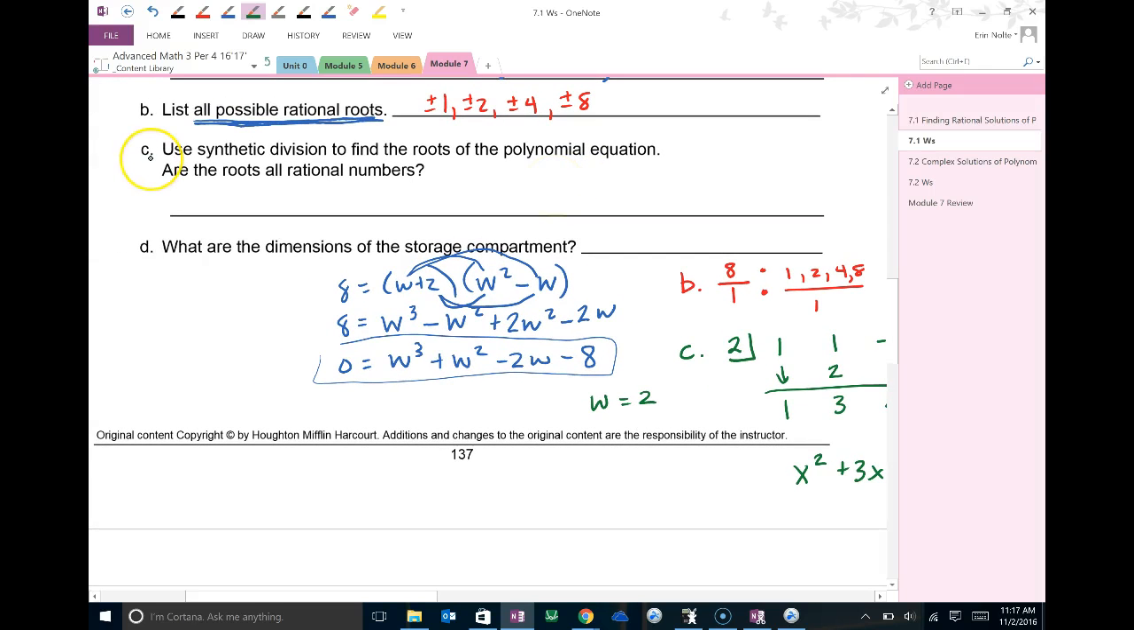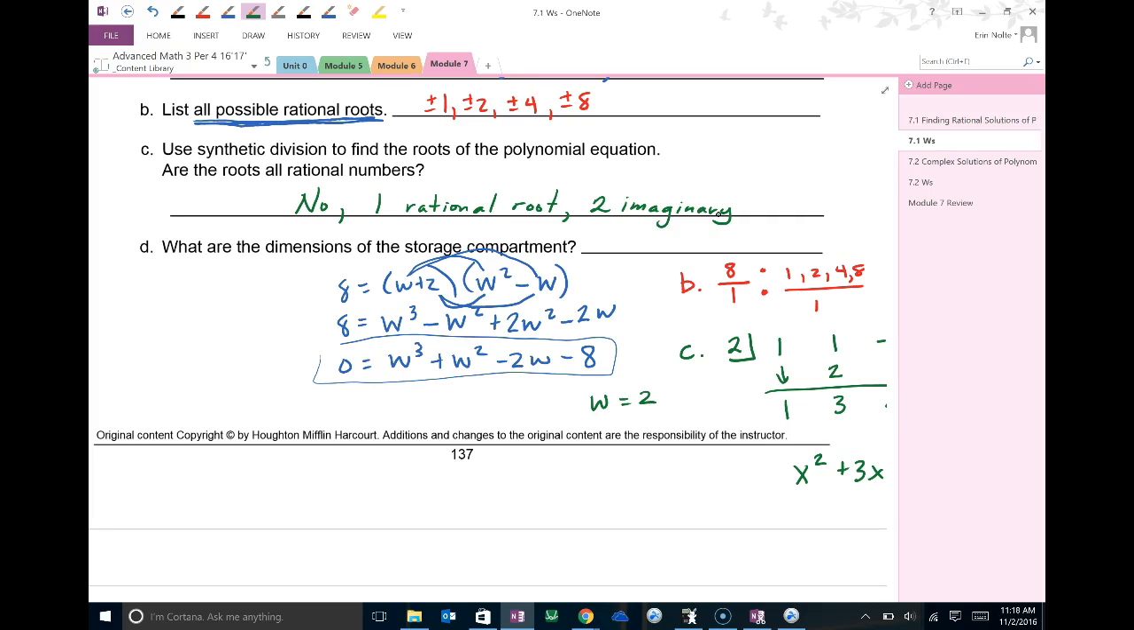So, it says use synthetic division to find the roots of the polynomial. Are all the roots rational numbers? No. So what we found was no. We had one rational root. And then what else did we find? 2 imaginary. Okay, so it's possible you could find 2 irrational, like you could get something like the square root of 2, plus or minus the square root of 2.